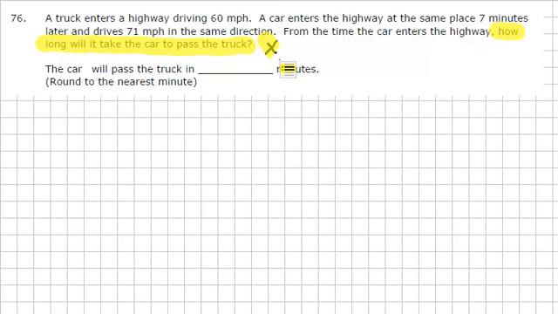The next thing we want to do is to write equations that represent the problem situation. So one of the things that we notice as we read through the problem is that it involves rate, 60 miles per hour and 71 miles per hour. It involves time, 7 minutes, and we're trying to determine how long it will take. And also, both the truck and the car are going to be traveling the same distance. So we have distance, we've got rate, we've got time. So in the back of our mind, we want to recall that distance is equal to rate times time.